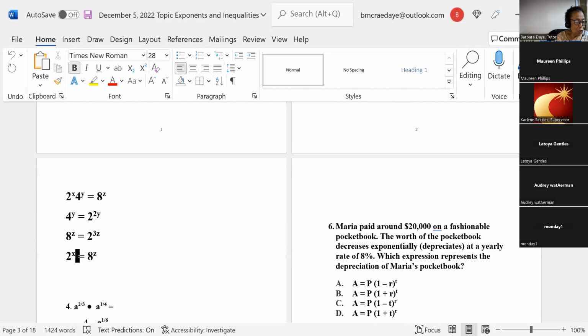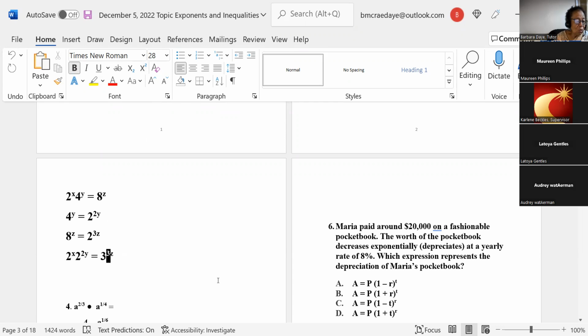Okay, so let's put our 2 to the 2y here, so that's 2y, right? And our 8z is 2 to the 3z. So let's put our 2, take the 8 out, and put our 3. I'll put my 3z there. Okay.